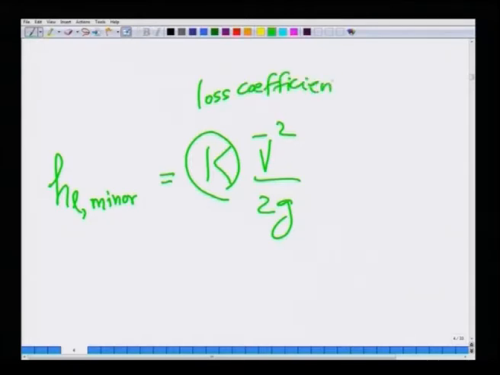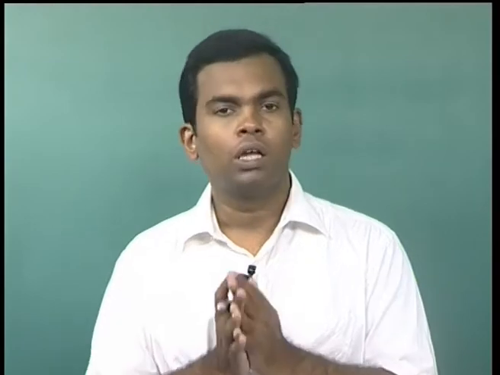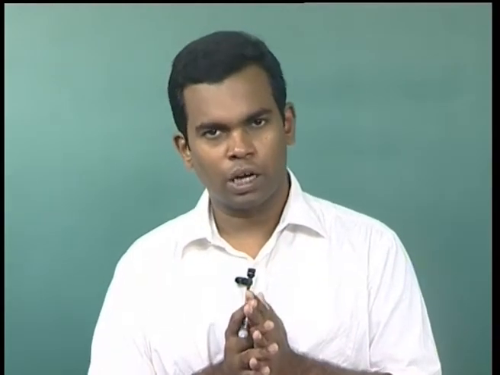So, this coefficient will be different for different types of losses. For example, for entry this may be 0.8; for a valve, a globe valve, a partially closed valve or a fully open valve, it will have different values and so on. These are typically given in textbooks and handbooks.